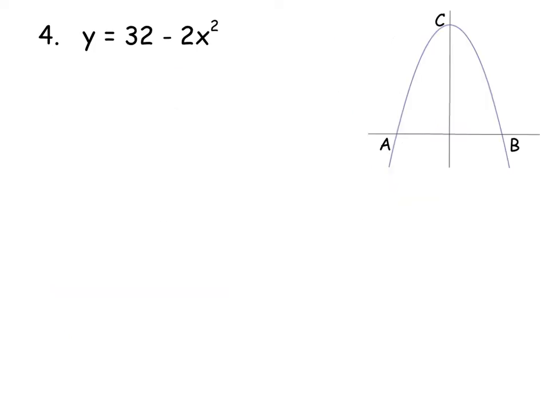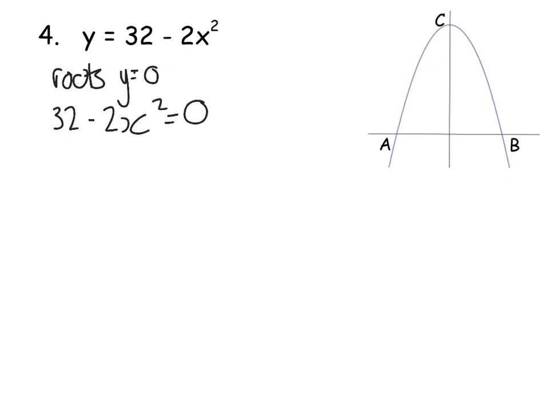Okay, so my last example is the last style. This is going to be a wee difference of two squares one. So yet again, we're going to start off getting our roots. So our roots are when y equals 0. So we put 32, take away 2x squared equals 0. There's two ways to go with this. I'll show you them both, okay?